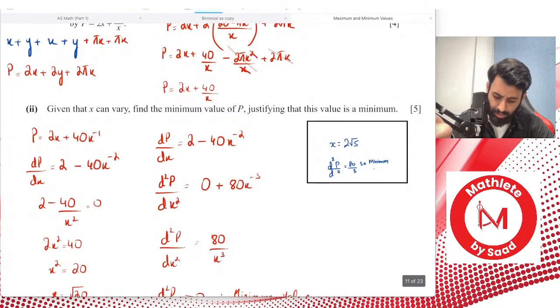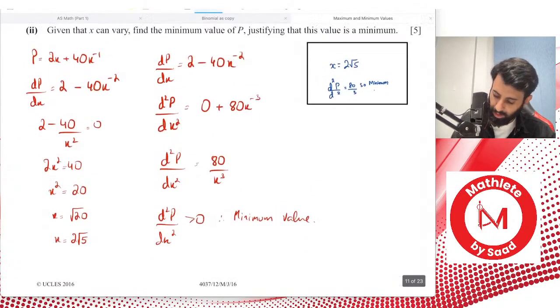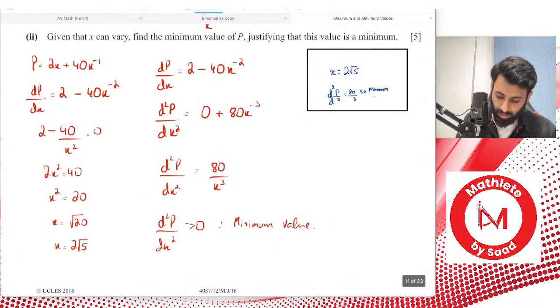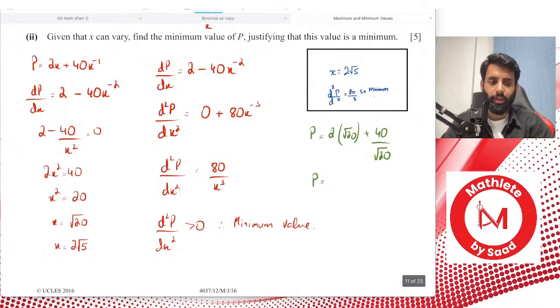Do I have to find p? Oh yeah, thank you. I still have to find the value of p. That's right. I just found the value of x, not the value of p. Okay, so let's plug in this value. I'll come back to what I was saying, but let's first finish this. So p is equal to 2 into under root 20 plus 40 upon x. So x I'm replacing with under root 20. Okay, so work this out. If one of you can just work this out and tell me what the answer is, I'd really appreciate it.